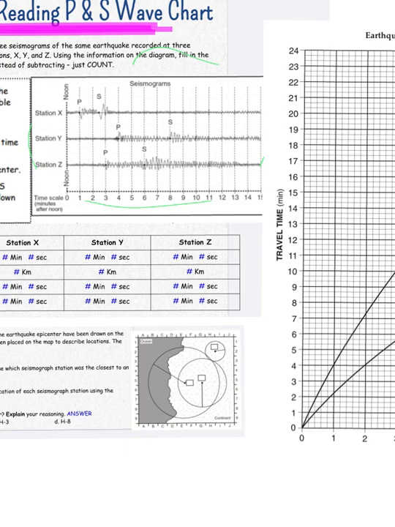So the first one we're going to read is station X, and we're going to read down, and we need to figure out the difference between the P and the S wave, right? So the S wave comes in at 2 minutes and 30 seconds, and the P wave comes in at 1 minute and 0 seconds. So that means that the difference, right, is 1 minute and 30 seconds. All right.